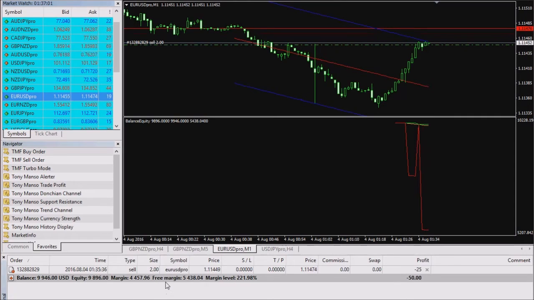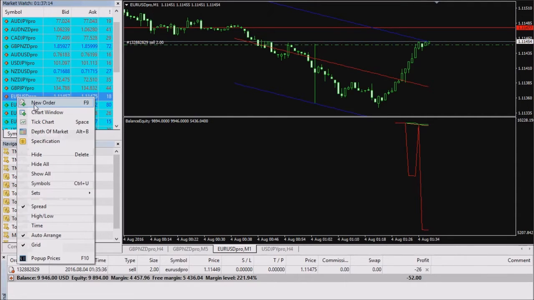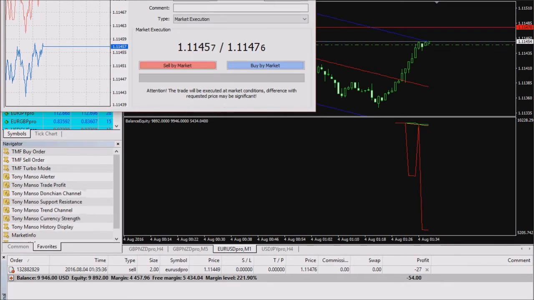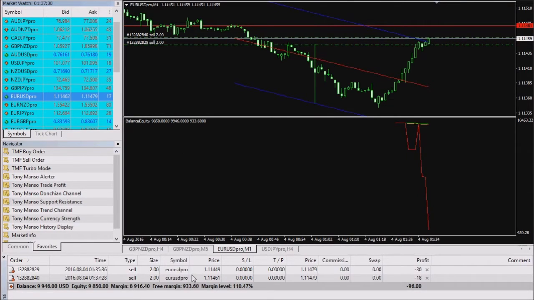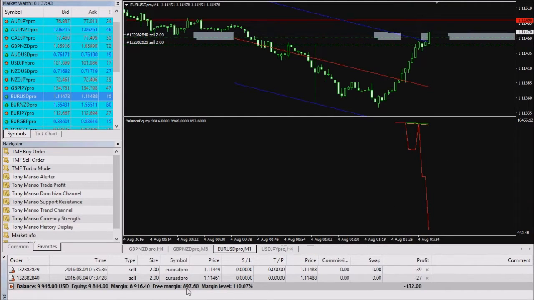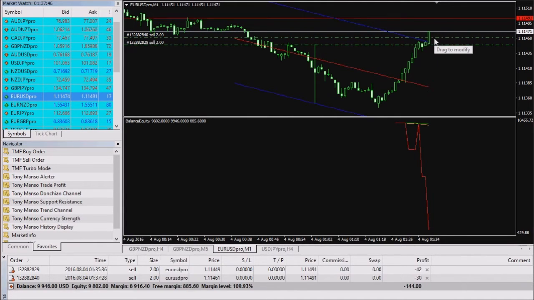Another thing about free margin: I've still got $5,400 of free margin, so I'm going to place another 2 lots. Now, in real life, you would not do anything this stupid. Just saying. But for the sake of discussion here, I'm going to sell another 2 lots just to use up as much of my free margin as possible. Okay, now look, my free margin is $900. Look how far away that is from my equity and balance now. I have less than $900 available for trading, and this trade is going against me. And look how fast.